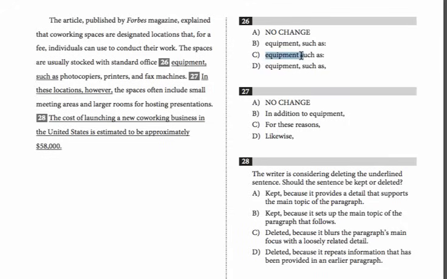Now, "equipment such as," same error, and there's no comma. You need the comma, right? So that's doubly wrong.